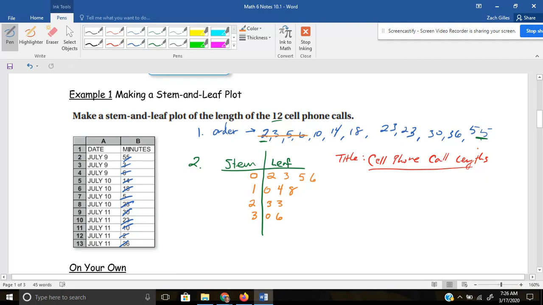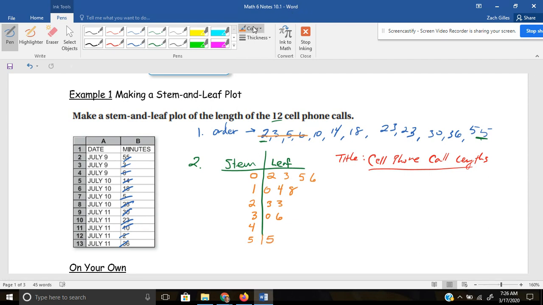Now we jump from 30 to 50. I'll still include my 40s stem here, but I'll put nothing. I'm not going to put a 0 because that means I'd have a 40 in my data set. I'm just going to leave it blank. And lastly, the 50s: I've got 55.